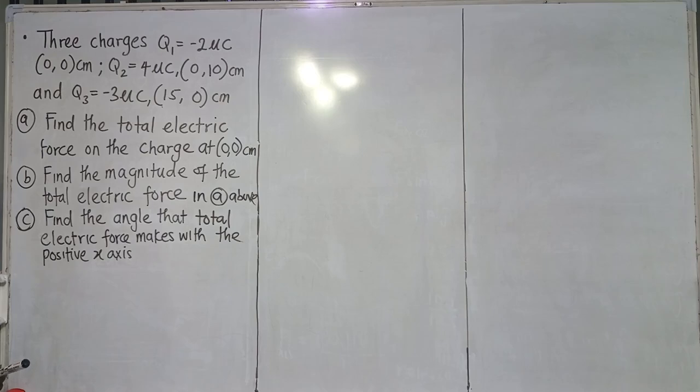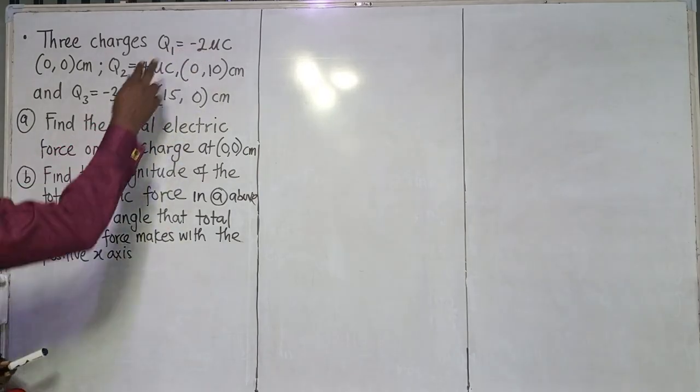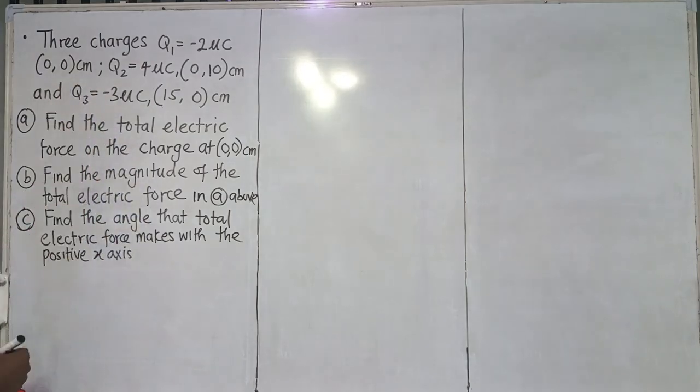Find the magnitude of the total electric force above, and find the direction, or the angle that the total electric force makes with the positive x-axis. Now let's start right away with the particles and their coordinates.